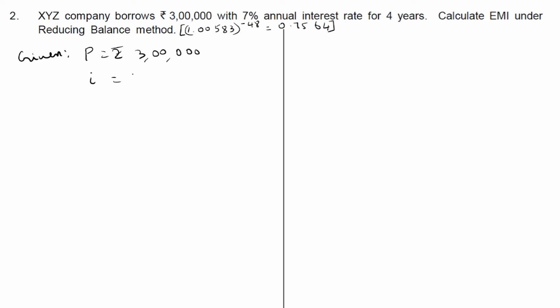I is equal to 7% upon 12. Now here 7% is the annual interest rate. While calculating EMI, we have to compound it monthly. So the rate per period I is given by 7% upon 12. So it is equal to 0.07 upon 12. It is 0.00583 approximately. And N is 4 years into each year has 12 months. So it is 48. So we have written what is given. Now we need to calculate the EMI.